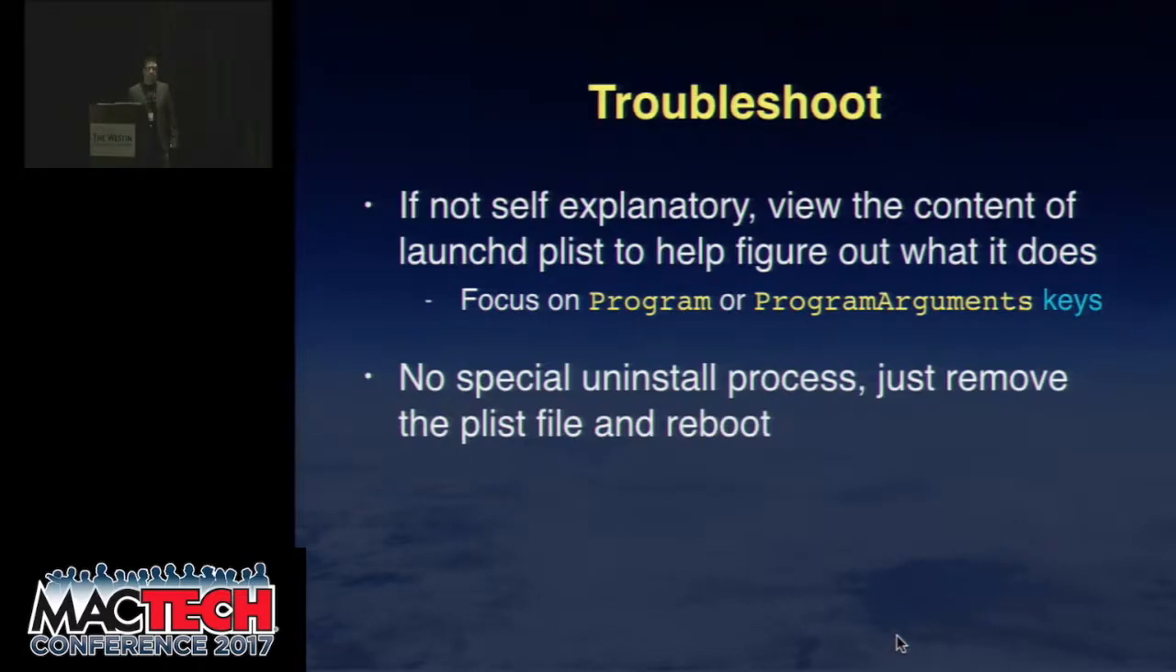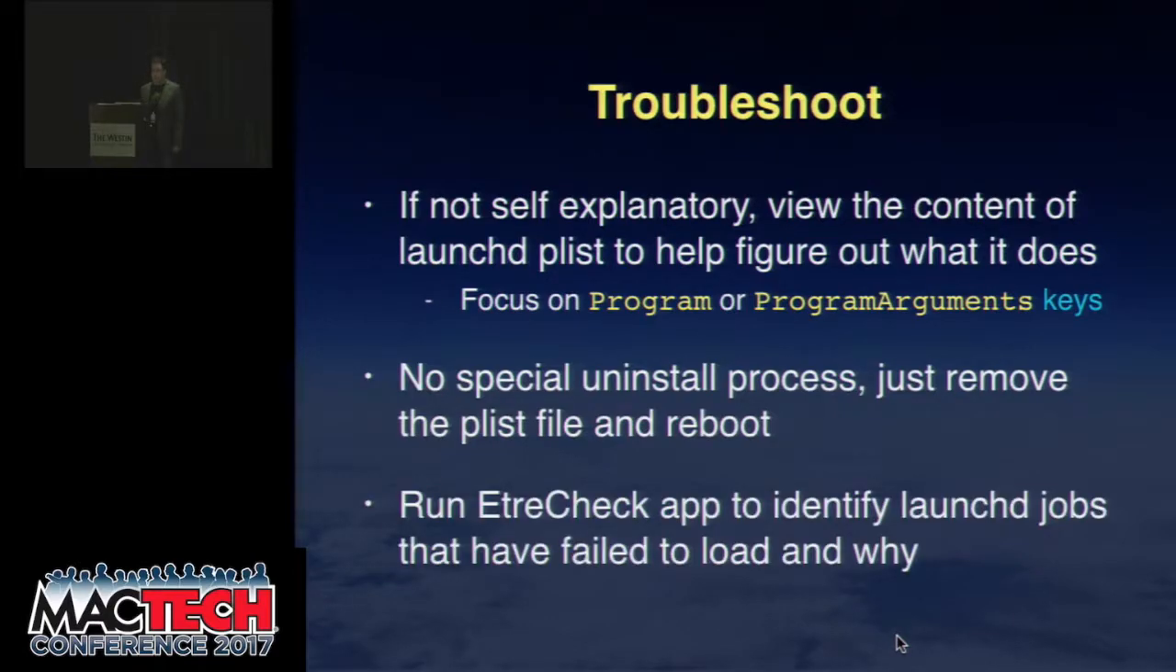There is no special uninstall process, in my opinion. If you find a plist that doesn't belong, just remove it. If you're not really sure, you can put it in a folder on the desktop called, like, "I don't know about this." If you're really sure it doesn't need it, then just throw it away, and then reboot the computer. Yes, you could log in and log out, and you could do it from the command line, but that's just my process. I've done it for years.